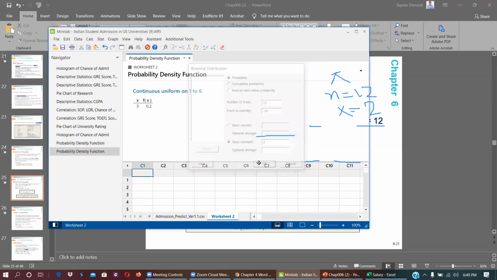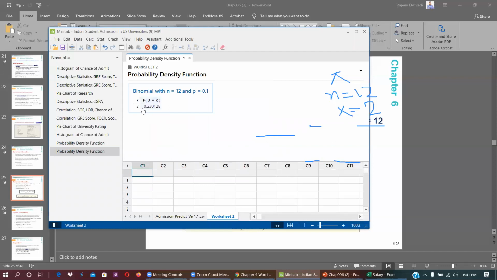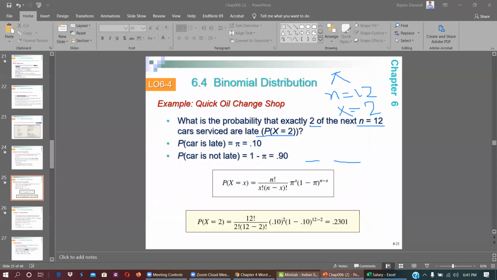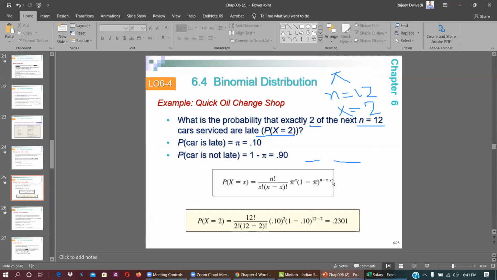Now look into this. What is the probability here? 23%, 0.2301. And look at this, what is the probability? The answer is right, 0.2301. So this is very simple. If you understand the problem, you don't need to do all these calculations. You just get the numbers quickly. The probability is 23%.